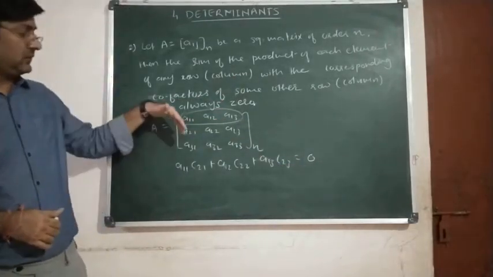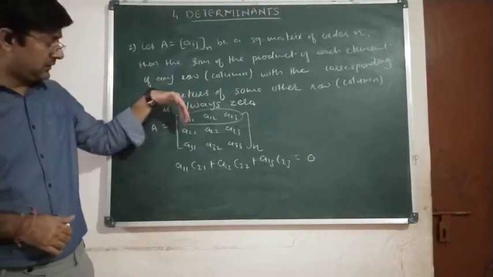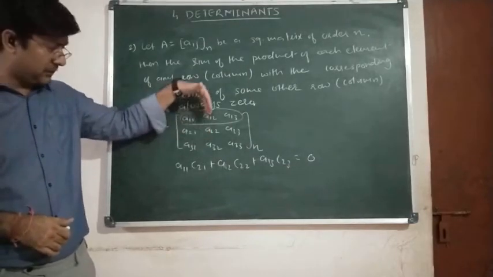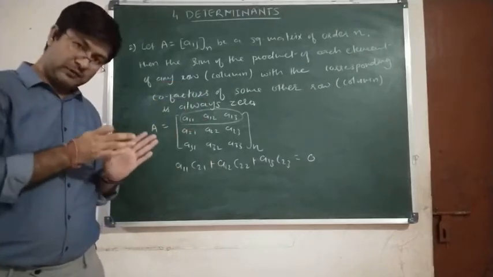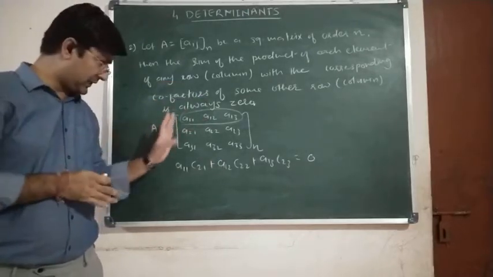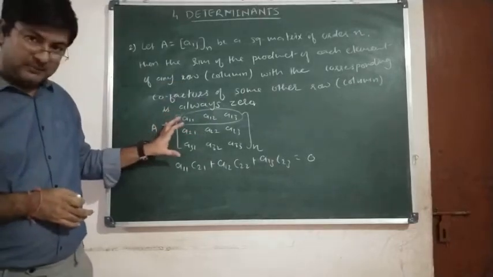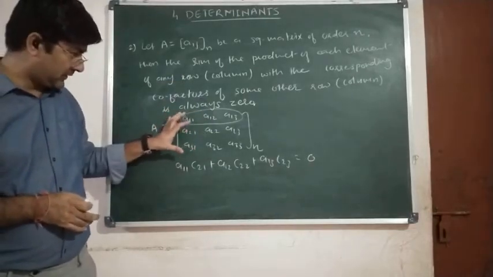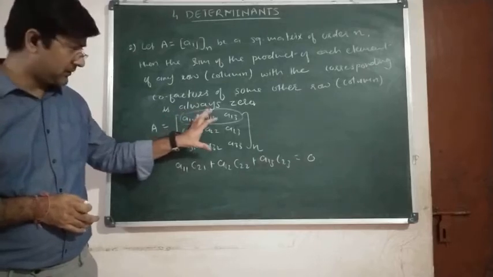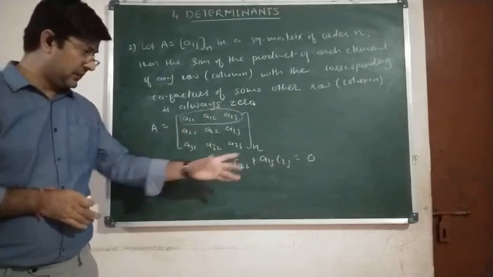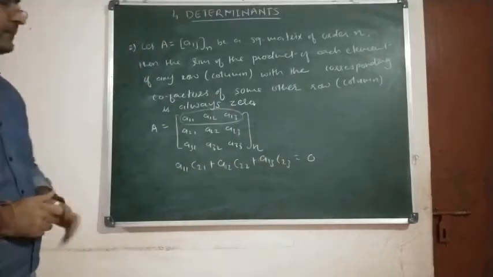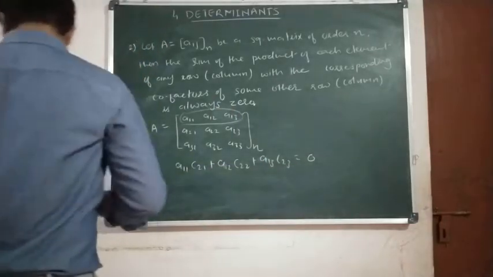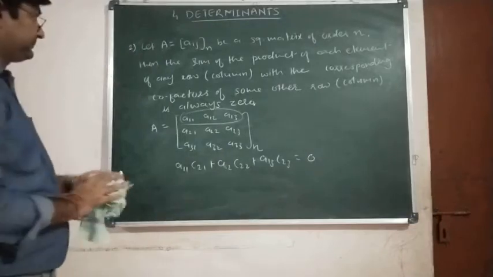The same thing will happen if you take the elements of any one column and multiply them with the cofactors of some other column. Suppose we are taking first column elements and multiplying corresponding elements with the cofactors of some other column, second or third, and then if you add, then such a sum will always be 0. Clear? So this is the second property. You must remember this.